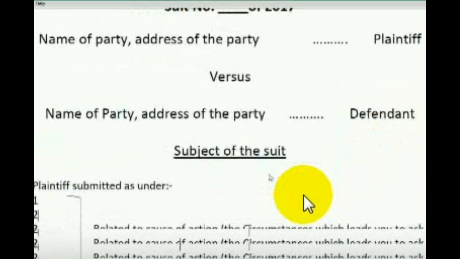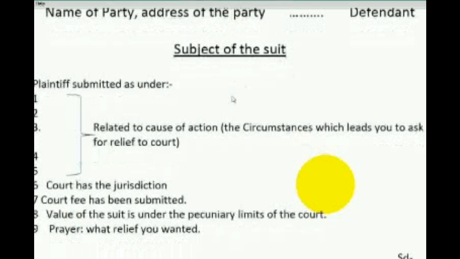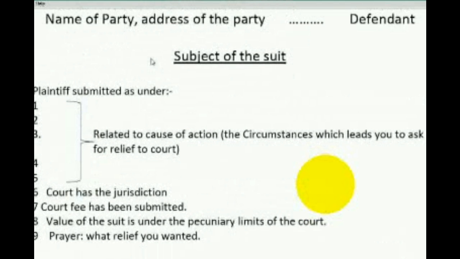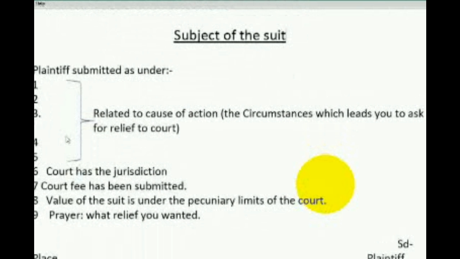Now comes the subject, that what you are asking for, what your plaint is all about. The subject of the suit. Now you have to file in your plaint some of the facts that you think make your plaint better. Now the points come, in which facts, causes of action and related things have to be mentioned.